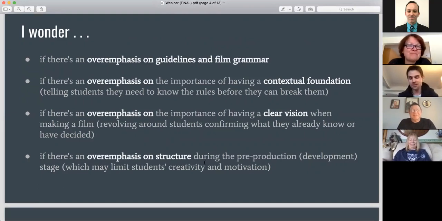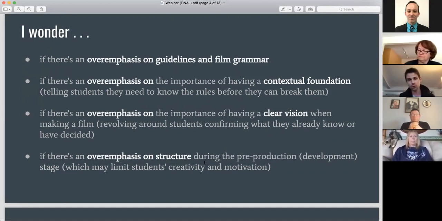So, these are just some questions that I'm wondering about, that I'm going to be writing about in my first chapter. So first of all, I wonder if there is an overemphasis on guidelines and film grammar. For example, rules. A lot of what I was doing my first year teaching filmmaking in Japan, which was based on what I had learned as a film student, was teaching my students about these different rules and guidelines that I had learned related to, for example, the 180 degree rule, the rule of thirds, continuity. Again, trying to get my students to produce work that had some kind of quality to it without really questioning what quality or good or any of that meant.